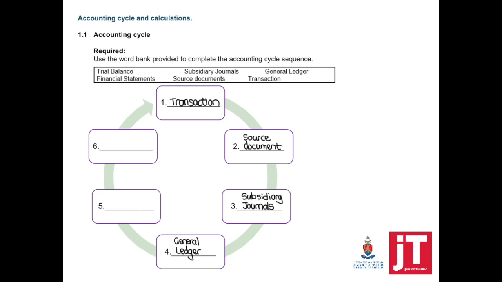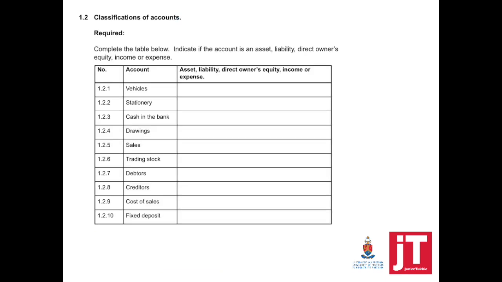which is a summary of all of my journals. Then we complete the trial balance to see have we applied the double entry principle correctly. Have we done this whole process up to this point? Have we done it correctly? So that we can complete the next step, our financial statements. So this is a basic format of the accounting cycle.